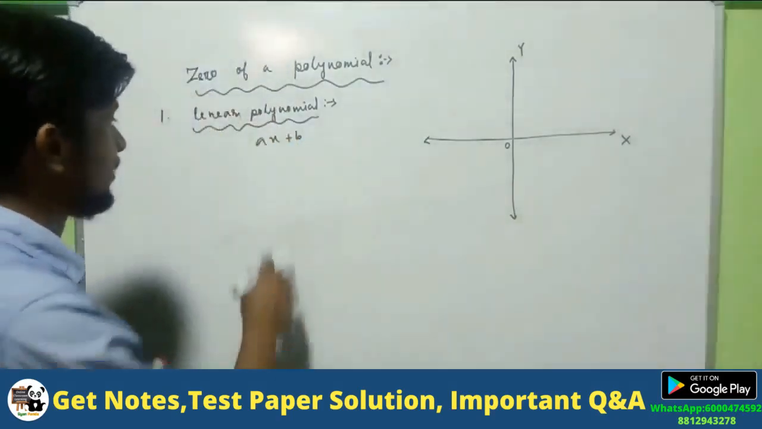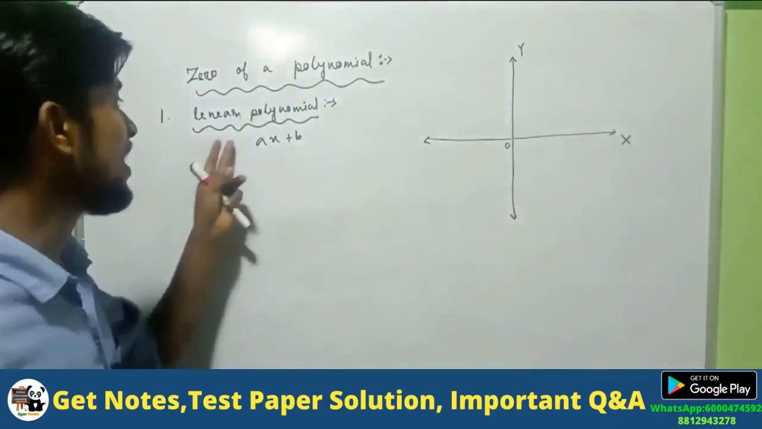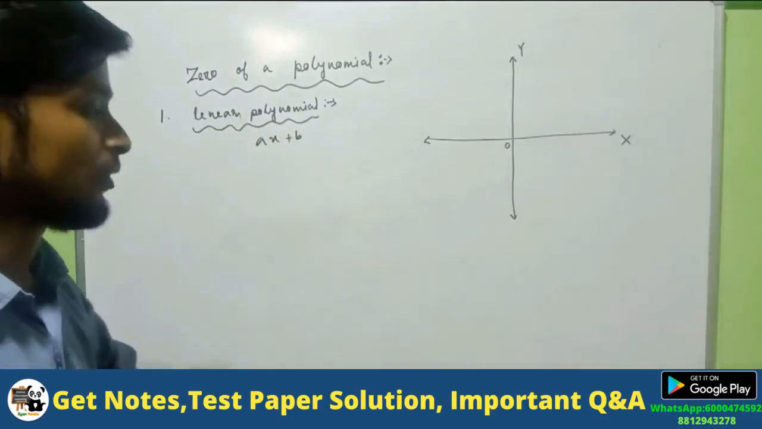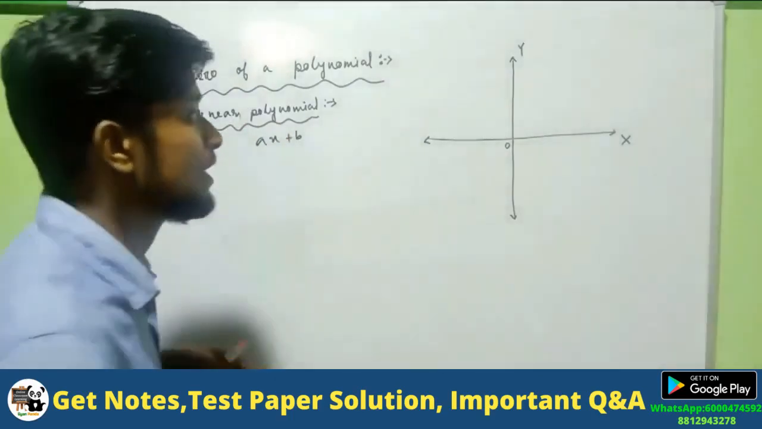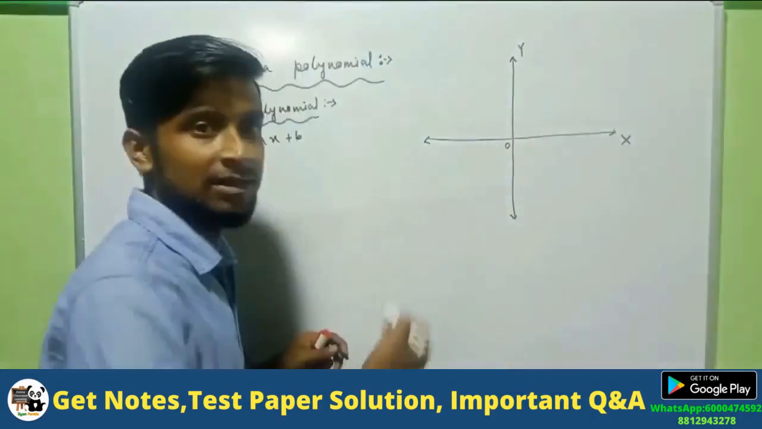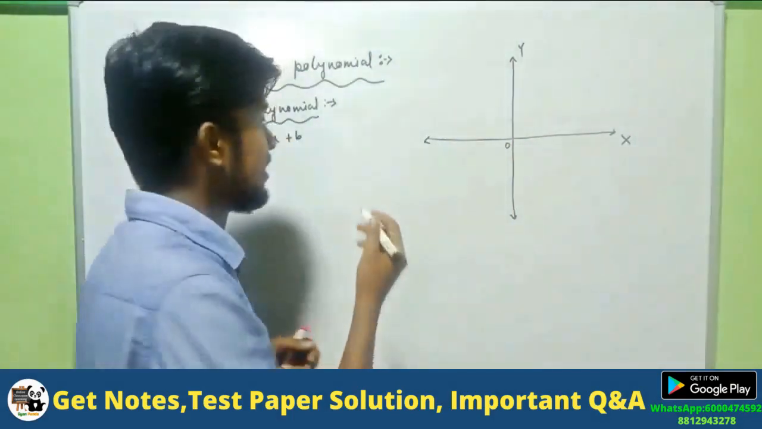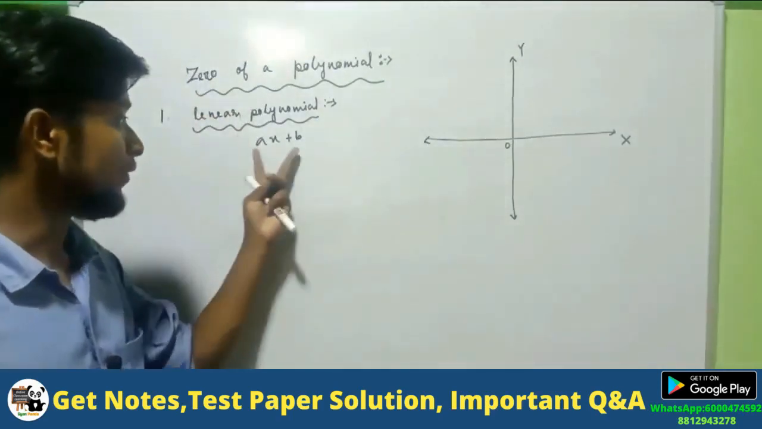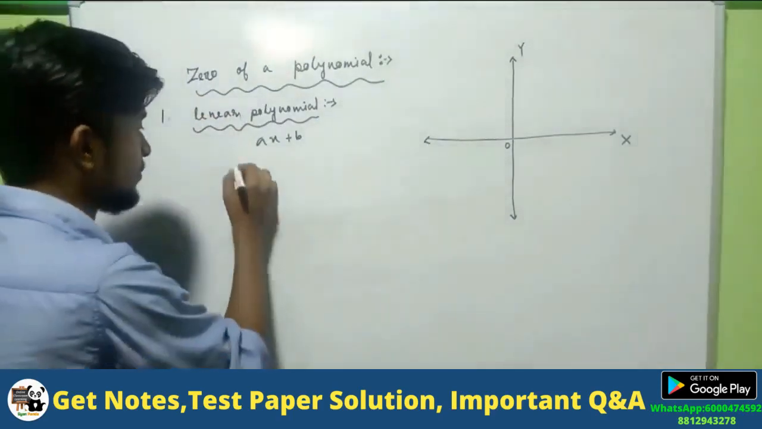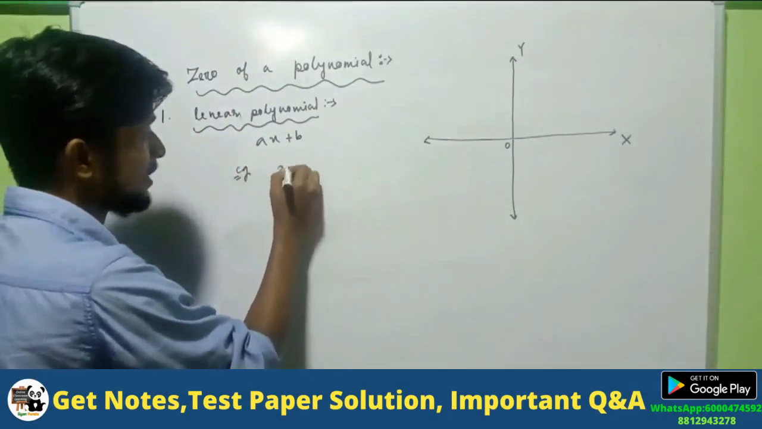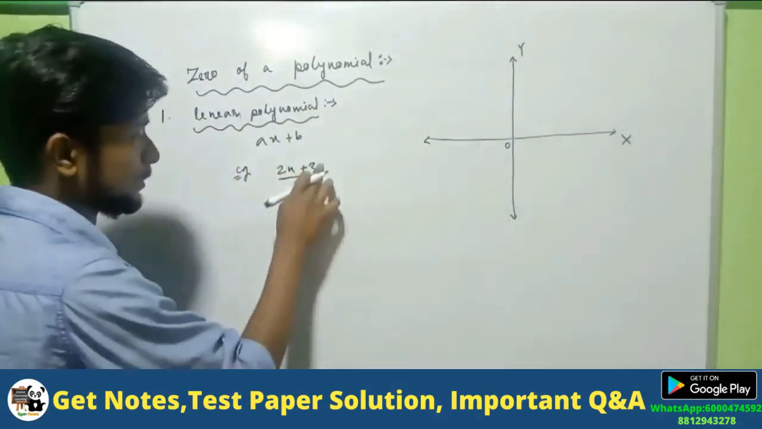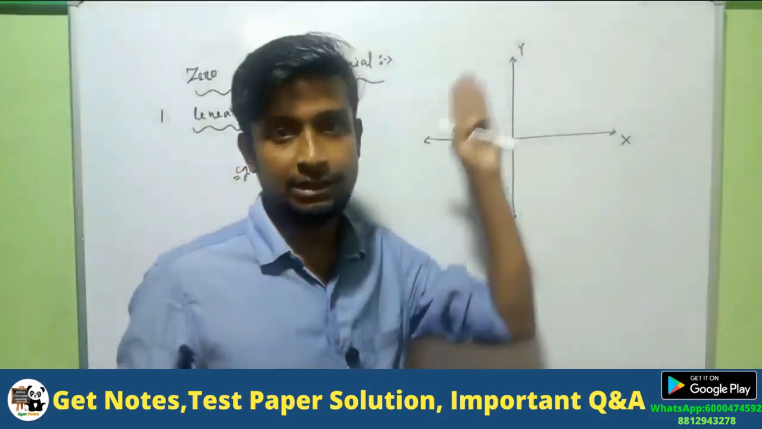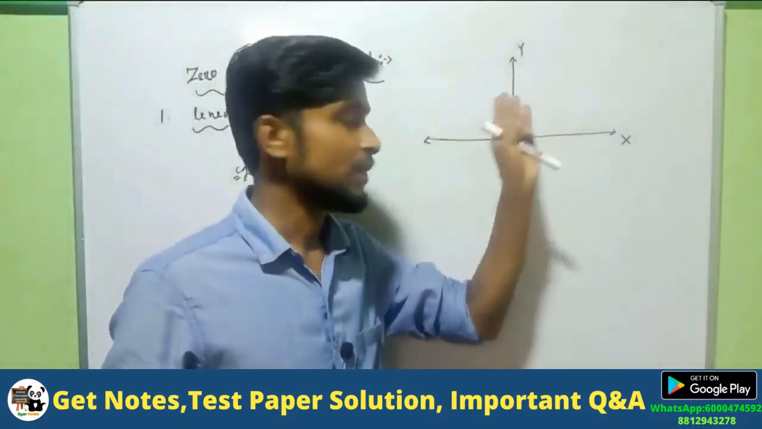Alright, so here it is a linear polynomial. Why is it called a linear polynomial? If you solve this kind of polynomial, then you will always get a linear line, that means a straight line. That is why this is called a linear polynomial. This is a form of linear polynomial. If you solve this kind of polynomial, then you will always get a straight line on this Cartesian plane.